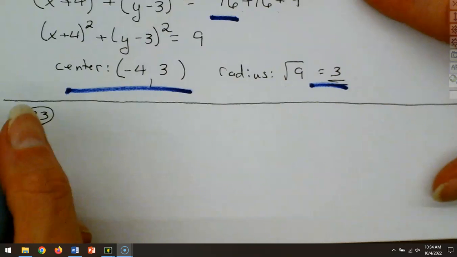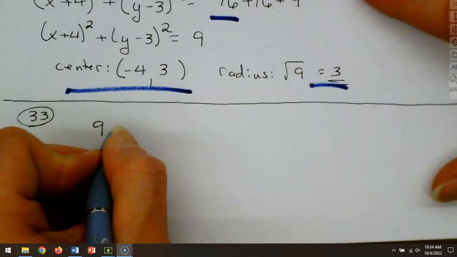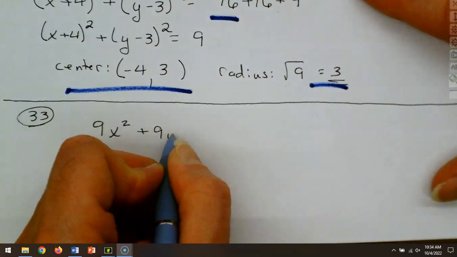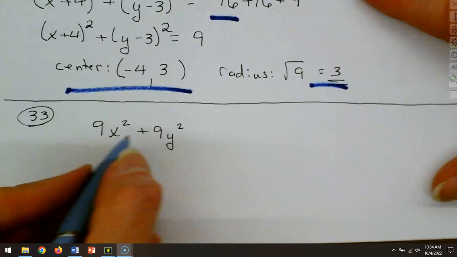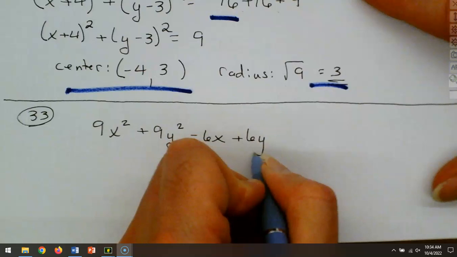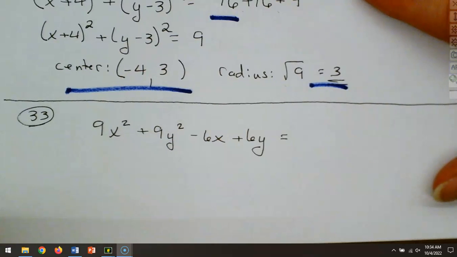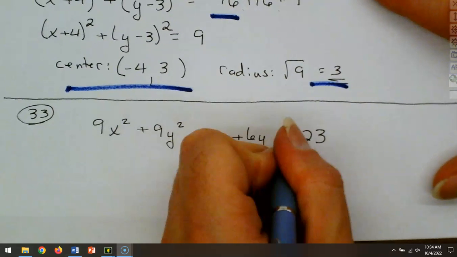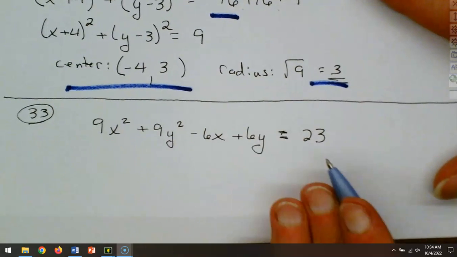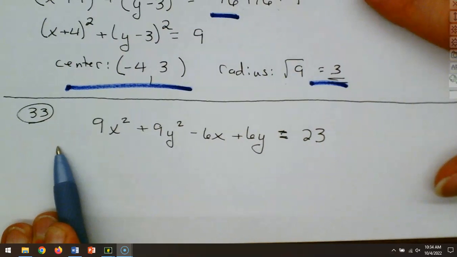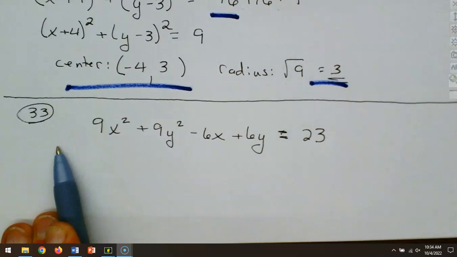I'm going to go ahead and move that 23 over. So I'm going to rewrite that as 9x squared plus 9y squared minus 6x plus 6y, and I'm going to move that 23 over. You always have to make sure that all the numbers are on the right, all the variables are on the left. Okay, so I move that 23 over just to save a step of writing and then writing again. So I move that over at the beginning.